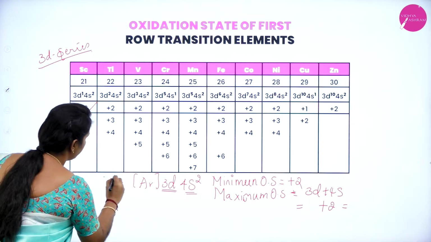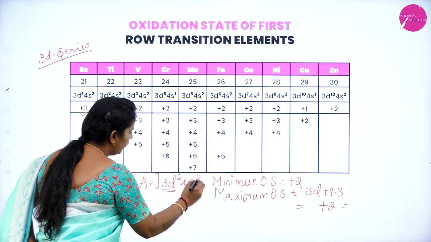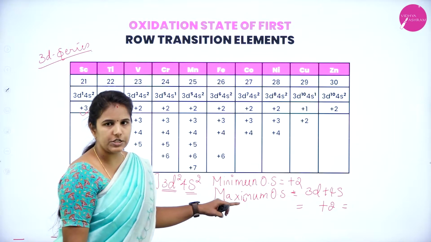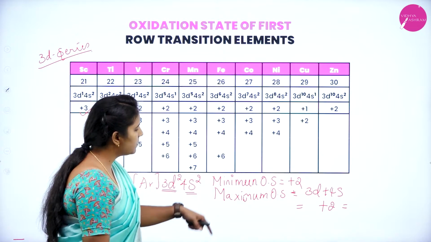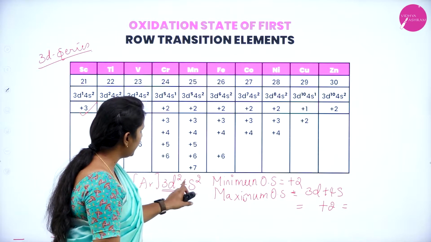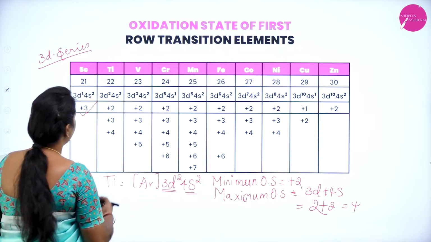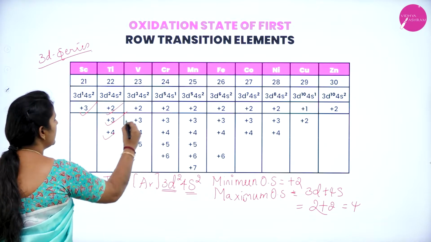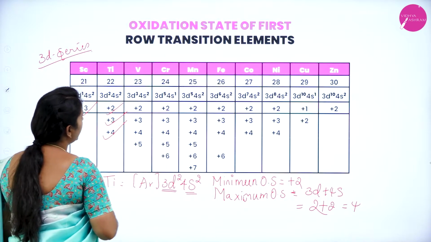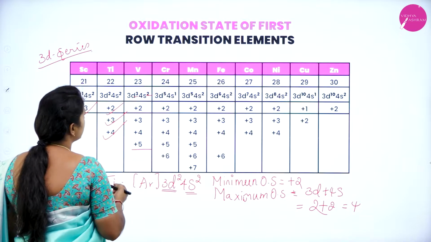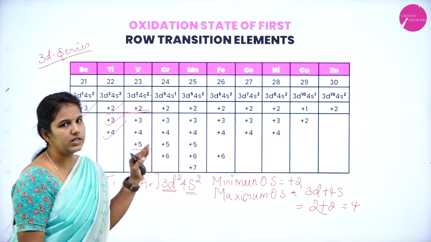I'll go with titanium now. Titanium has the electronic configuration of argon 3d2 4s2. So how do we calculate the minimum oxidation state? Just by counting the number of electrons in the 4s. So there are 2 electrons, and the maximum oxidation state is obtained by the number of electrons in the 3d plus 4s. So it is 2 plus 2, it is +4. So it exhibits +2, +3 and +4 as the maximum. Next, similarly for vanadium, you can add the number of electrons. So 3 plus 2, it is 5, that is the maximum, and the minimum is +2. So like that, we calculate the oxidation states of these d-block elements.